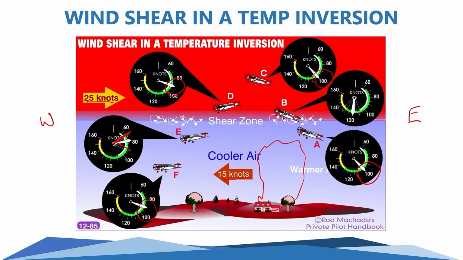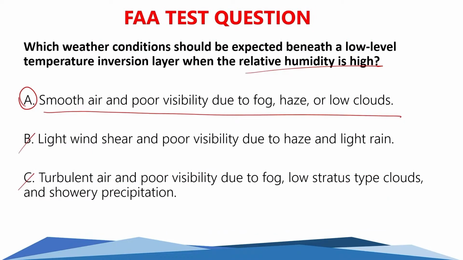The reason why we have the last part of it, which says fog, haze, or low clouds, is because the test question is telling us that the relative humidity is high. And when we have higher relative humidity, the more likely we are to have either fog, haze, or low clouds. You don't like the weather section? Okay.